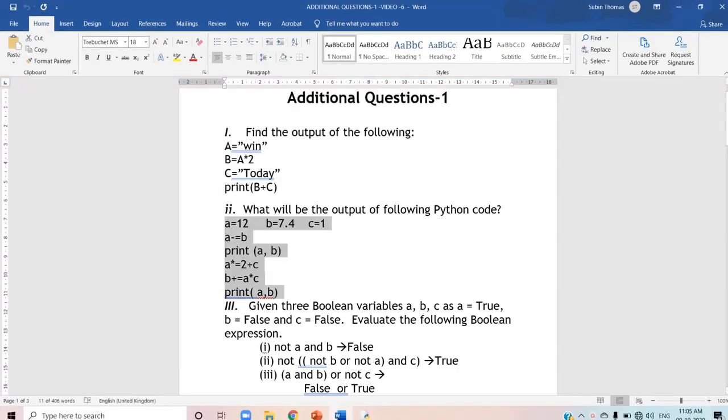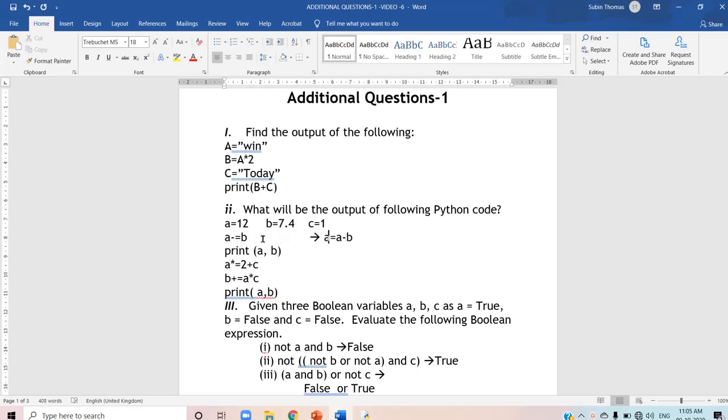See the second question. Second question is this one. We have to find the output of this following code. A is 12, B is 7.4 and C is 1. These are the given values. And first this is A minus equal to B. We already studied about this operator. This type of operator is known as augmented operator. So this is the same as A equal to A minus B. I can write A equal to A minus B.